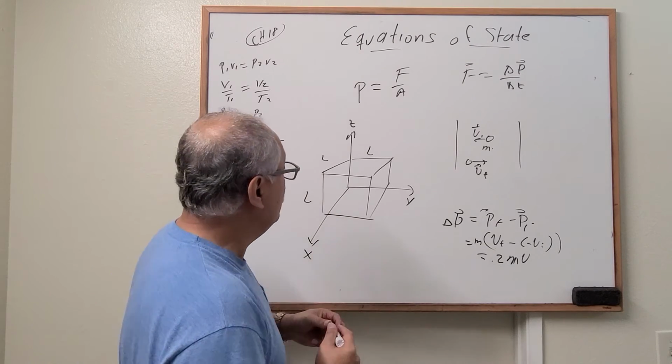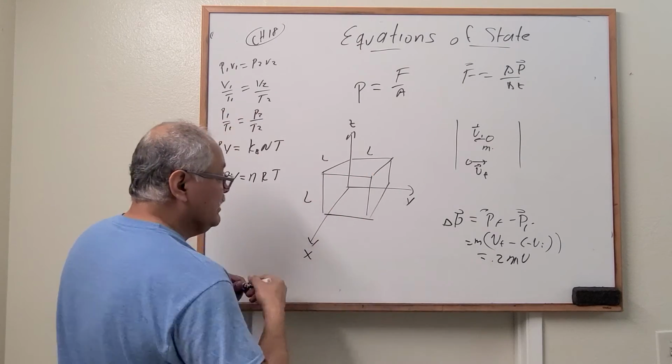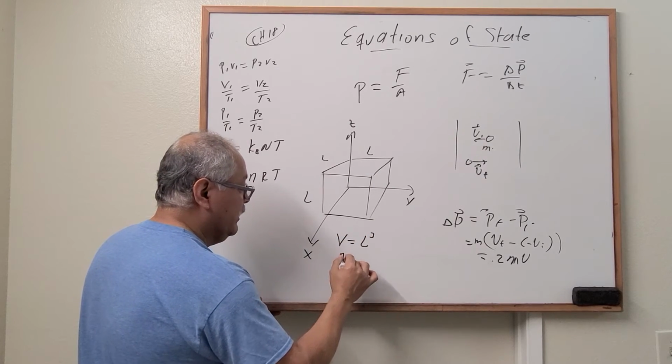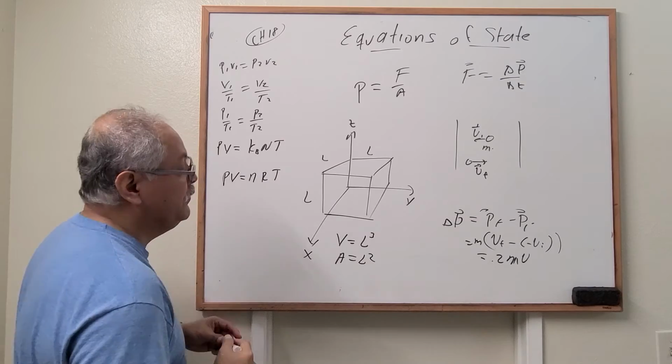Perfect. Now from here, look, we can say that volume is equal to L cubed, or we can say that area is equal to L squared.